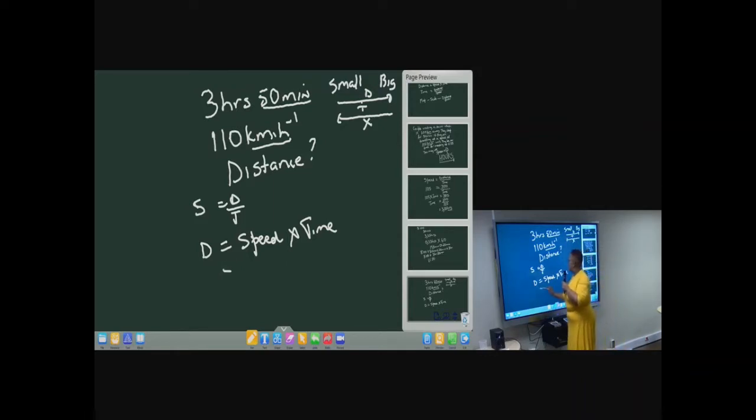So now for substitution, you will have the speed, which is 110, multiplied by time. Your time is your 3 hours, and then you have your 50 divided by 60, because you want your minutes now to be in hours. So you have your 50 divided by 60, and then you will have 0.83.